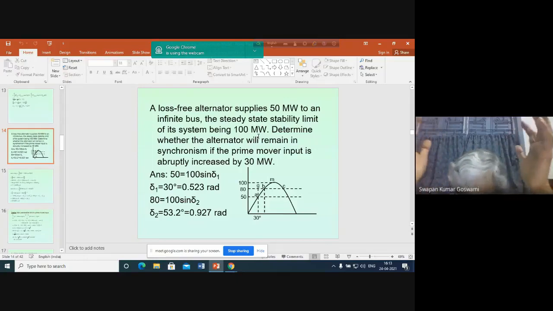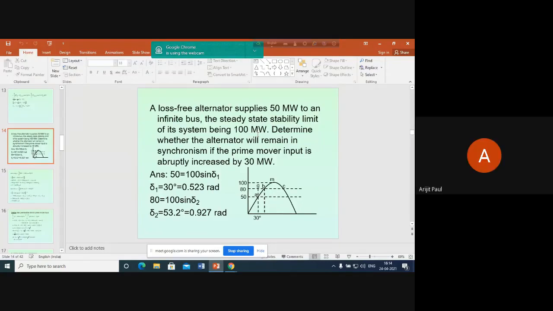What information can you get from here? That the steady state stability limit of this system is 100 megawatt. Can anybody suggest what it means that the steady state stability limit of the system is 100 megawatt? What does it mean? Maximum power which it can be supplied.